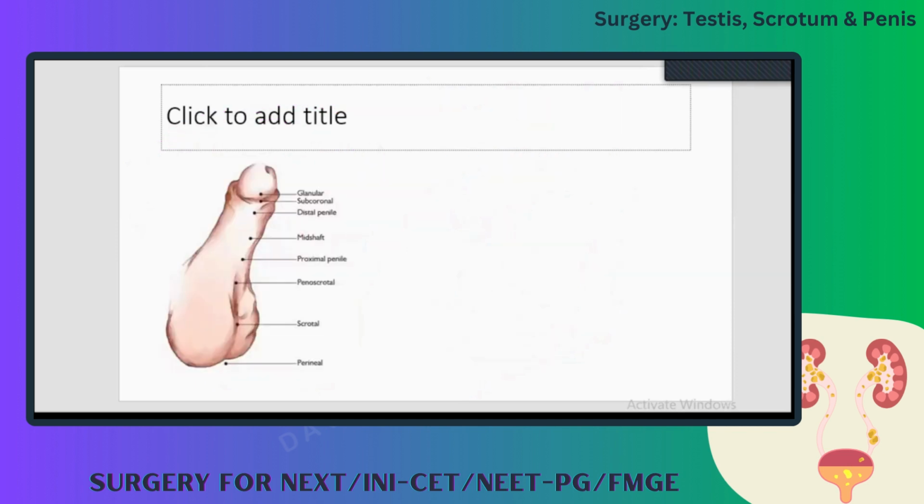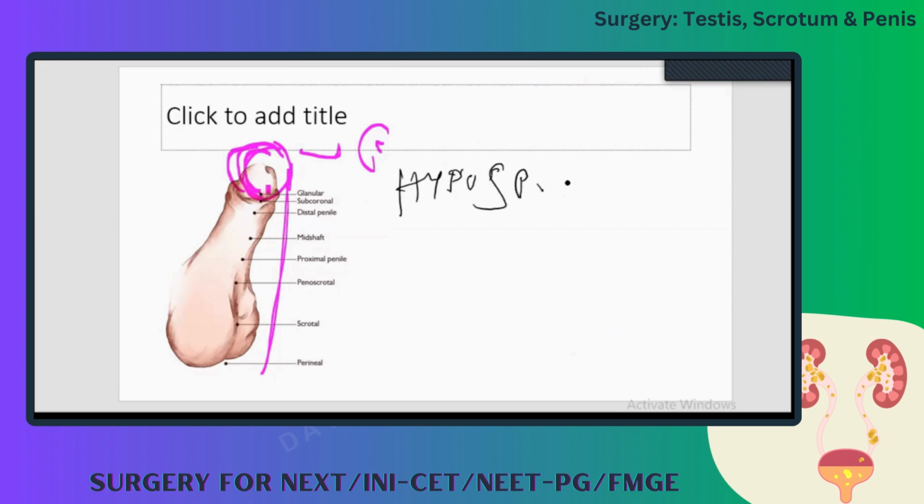So the external urethral meatus should be lying here. This is the normal external urinary meatus. Suppose it is lying somewhere here, what is it known as? Anybody? Hypospadias. Very good. It is known as hypospadias. Here, the opening is not in the original place. It is somewhere below.